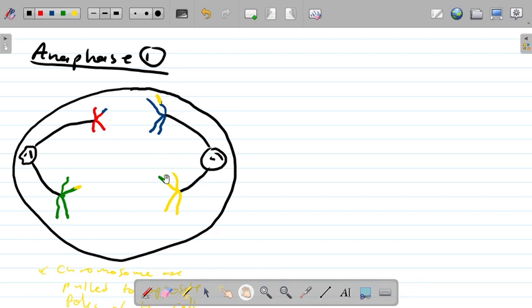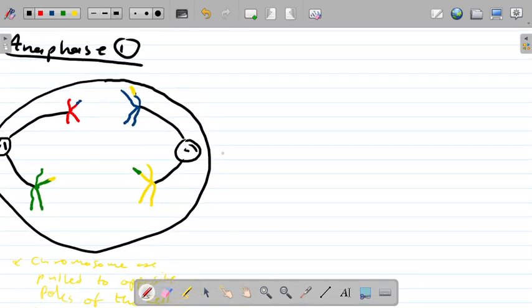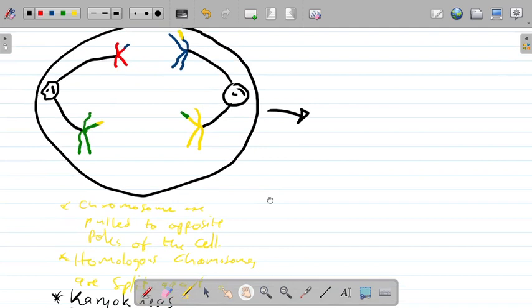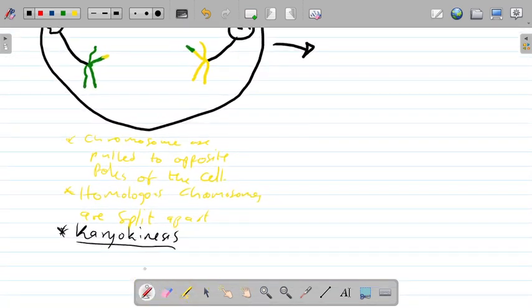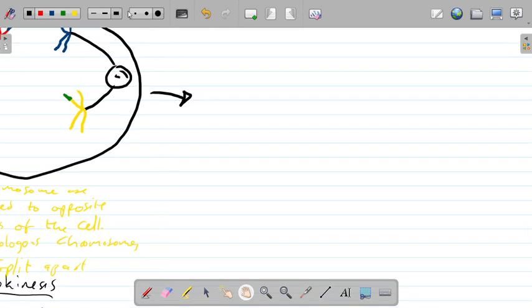Here's the splitting of the chromosomes. So chromosomes are being pulled to opposite poles of the cell. Okay? So we are splitting what? We are splitting your homologous pairs. Now, how many chromosomes do we have now? We have 4 chromosomes in anaphase. It's important to always keep a record of the number of chromosomes that you have. It will make sense right now.